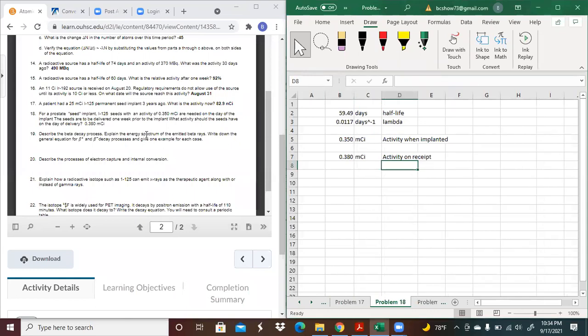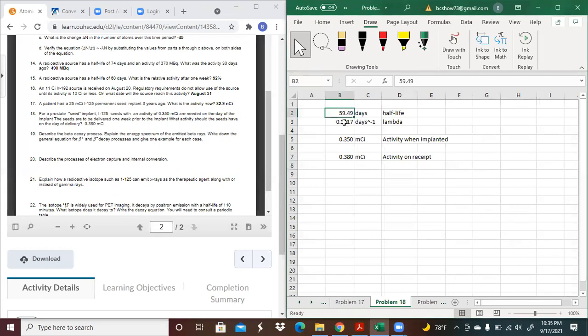All right, problem 18. For a prostate seed implant, and I have no idea why they put seed in parentheses there, iodine-125 seeds with an activity of 0.350 millicuries are needed on the day of the implant. The seeds are to be delivered 1 week prior to the implant. So what activity should the seeds have on the day of delivery?